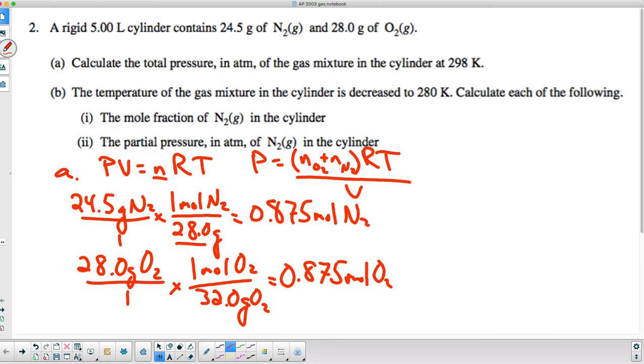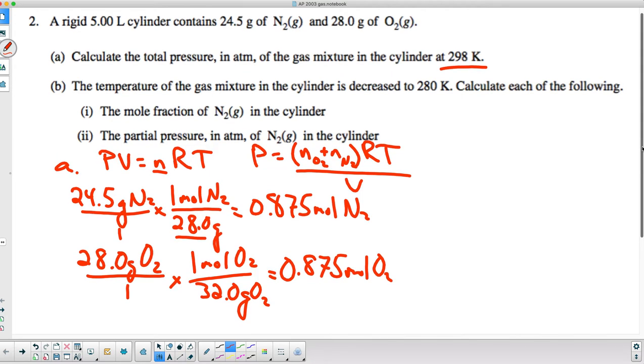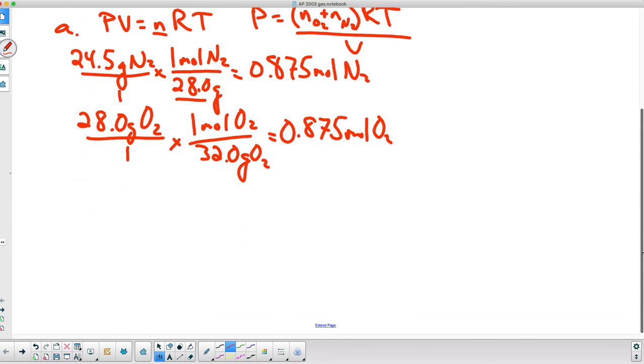All I have to do now is plug it into my equation to find out what my pressure is. So let's go ahead and do that. So pressure equals, I'm going to scroll. Now I'm going to try and keep it here because I have all of my information up here. The only thing I need to remember is 298 K for temperature. It's atmospheres, and it's volume of 5 liters. So let's do it. Pressure will be in atmospheres. That's what I'm looking for. Volume is 5 liters.